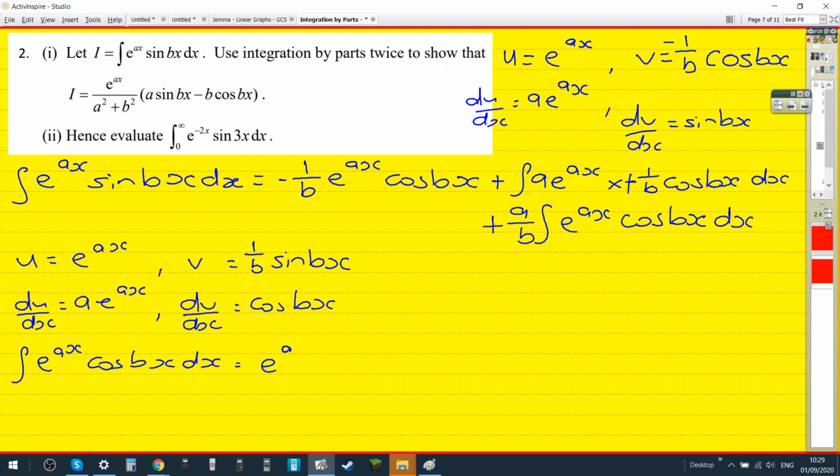So e to the ax, 1 over b sine bx. Might be weird, but I'll just put it like that. Okay. And then it's ae to the ax times 1 over b sine bx. So that is like a over b, which we can take out again. So e to the ax sine bx.